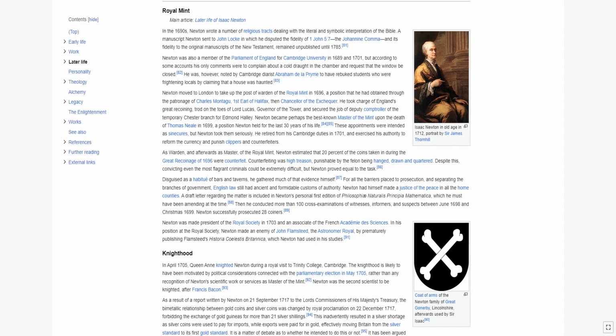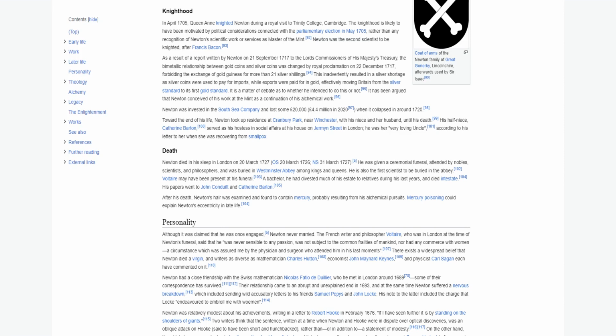Newton was made president of the Royal Society in 1703, and an associate of the French Académie des Sciences. In his position at the Royal Society, Newton made an enemy of John Flamsteed, the Astronomer Royal, by prematurely publishing Flamsteed's Historia Coelestis Britannica, which Newton had used in his studies. In April 1705, Queen Anne knighted Newton during a royal visit to Trinity College, Cambridge. The knighthood is likely to have been motivated by political considerations connected with the parliamentary election in May 1705, rather than any recognition of Newton's scientific work or services as master of the Mint. Newton was the second scientist to be knighted, after Francis Bacon.